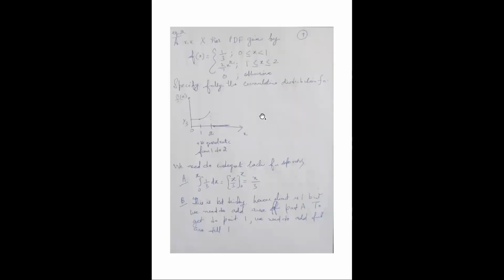So it will stay at 1. So this is how you can find out the cumulative distribution function from the probability density function. Let me take one more example. That example is a little tricky. So let us see this example.